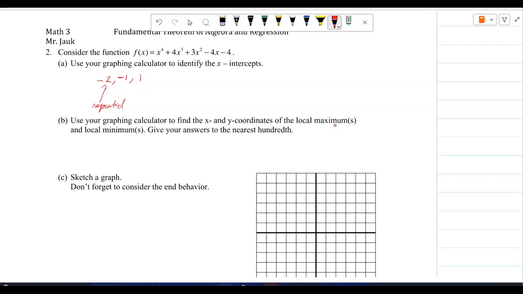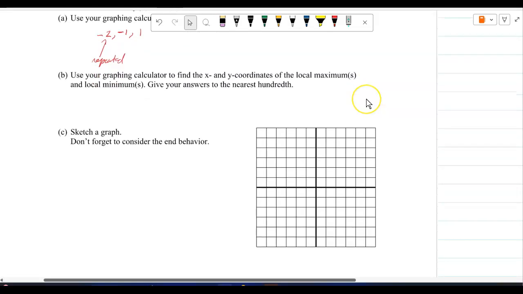Use a graphing calculator to find the x, y coordinates of the local maximum and local minimum. Give your answer to the nearest hundredth. Nearest hundredth means how many decimals? 2 decimals. Tenths, hundredths, thousandths. So after the decimal, tenth and then hundredth. There are no units. So maximum 3.